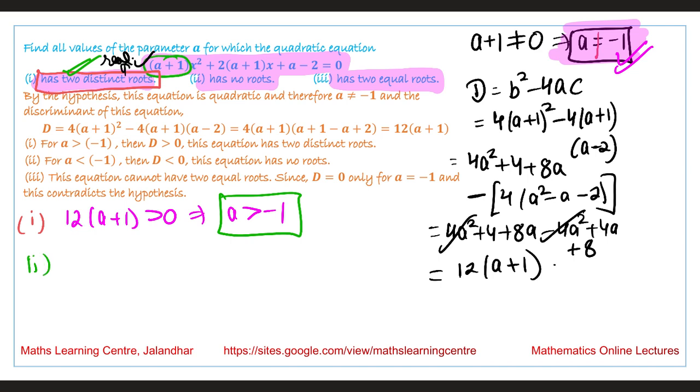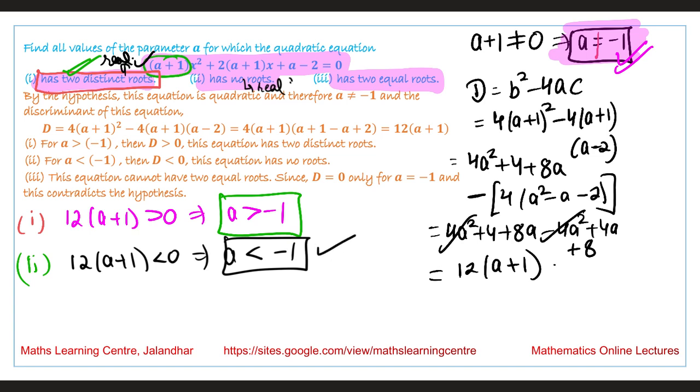Second is has no roots. If we are talking about the case that it should not have any root, we mean it has no real roots, and the condition for no real roots is that the discriminant should be less than 0. Then the condition we have is that a plus 1 is less than 0. In this case, both the roots will become complex. So a should be less than minus 1. For this case, it has no real roots.